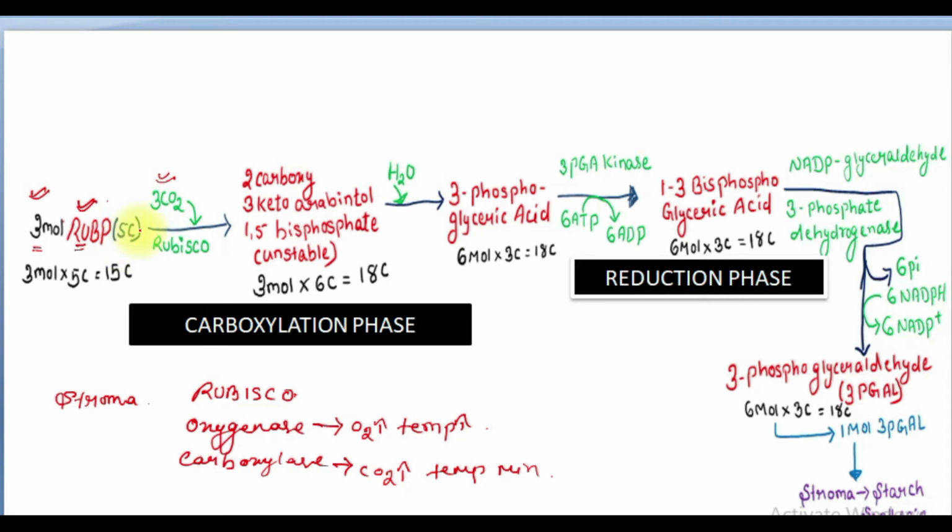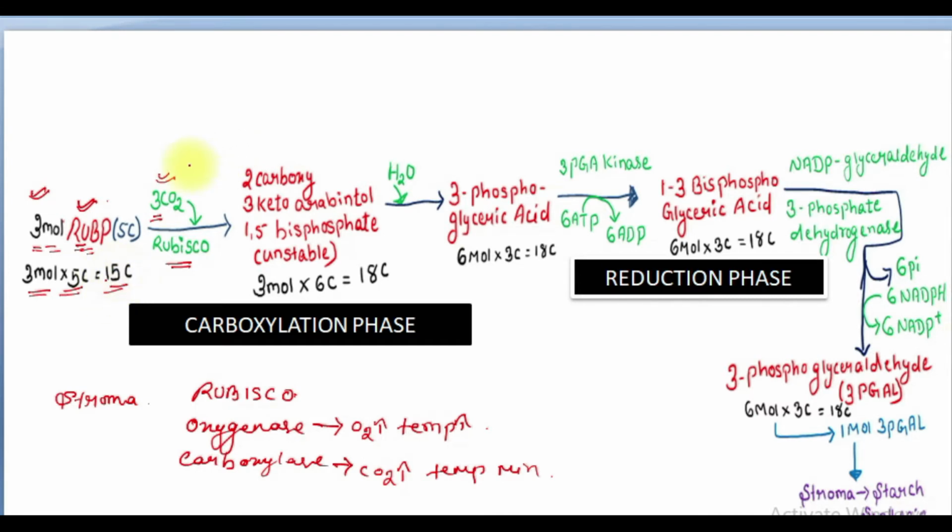But for balancing this equation, we are utilizing here 3 carbon dioxide at a time. 3 carbon dioxide is fixed, so 3 molecules of RuBP are needed to accept this carbon dioxide. For this reaction, the Rubisco enzyme is used, and it will work as carboxylase over here. We are using here 3 molecules of 5 carbon containing compound. That means we are utilizing 15 carbon.